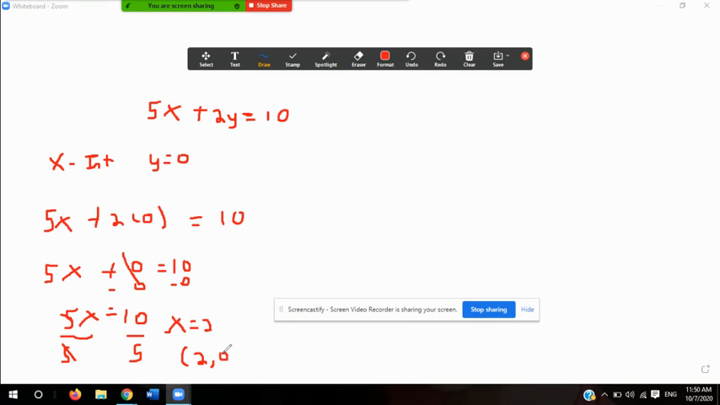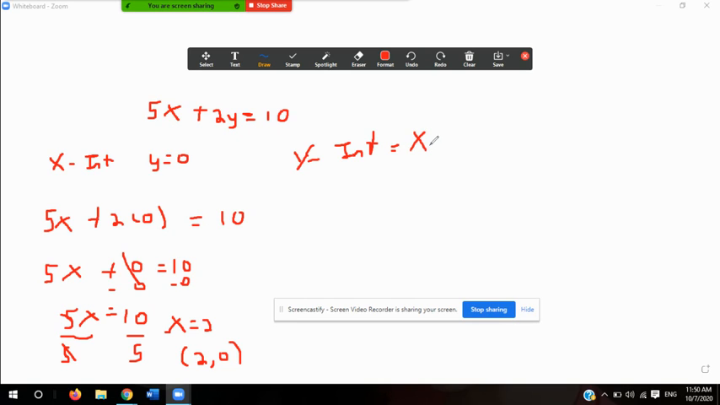Now we're going to do the same thing, but instead of looking for the x-intercept, we're going to look for the y-intercept. And it's the same procedure. So for the y-intercept, and I'm just kind of abbreviating it, you say, well, x equals 0. In the case of the y-intercept, now we're going to say that x equals 0.